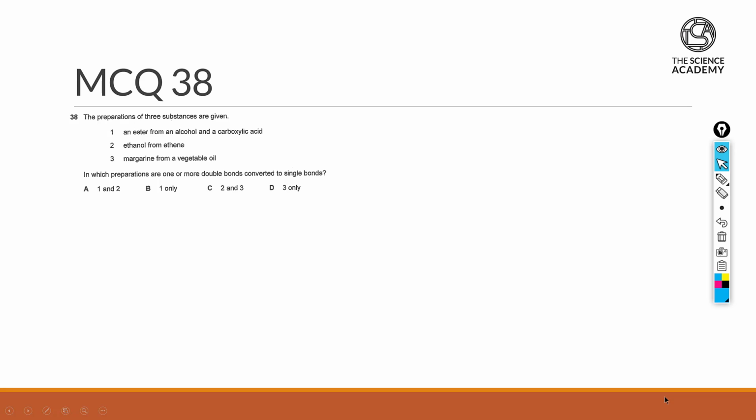In MCQ 38, we want to take a look at each of the reactions to find out which one actually has a double bond being converted to a single bond. For question number 1, which is esterification, we have an alcohol.